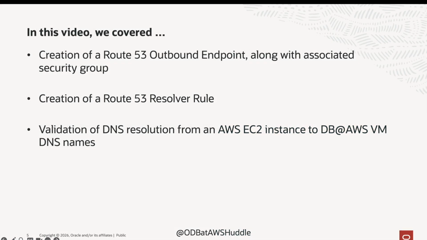We have reached the end of this video. I hope you found it useful, and here's a quick summary of what we covered. The creation of a Route 53 outbound endpoint along with associated security group, the creation of a Route 53 resolver rule, and finally the validation of DNS resolution from an AWS EC2 instance to a virtual machine configured on an ExaDB VM cluster.